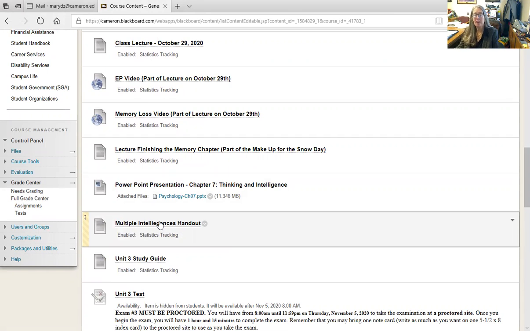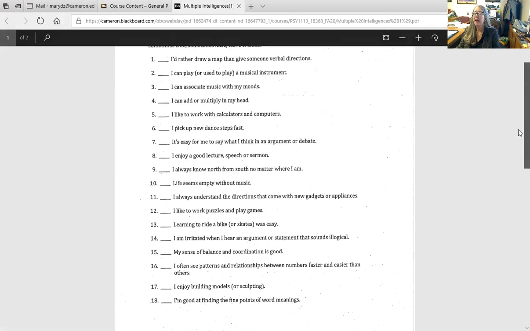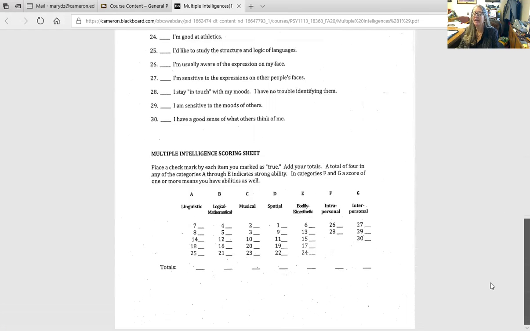If you click on this handout, it will give you a survey to take, and at the bottom it will tell you how to analyze it, and you'll be able to figure out what your totals are for the different kinds of intelligence that Gardner has identified. So let's go back to his intelligence.